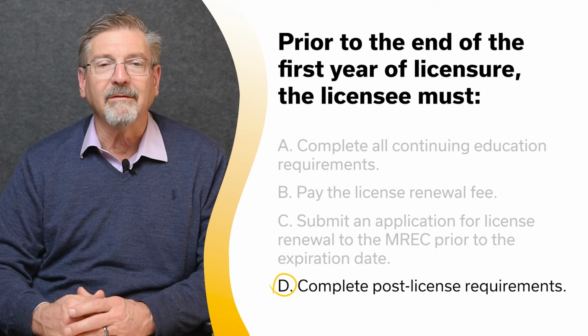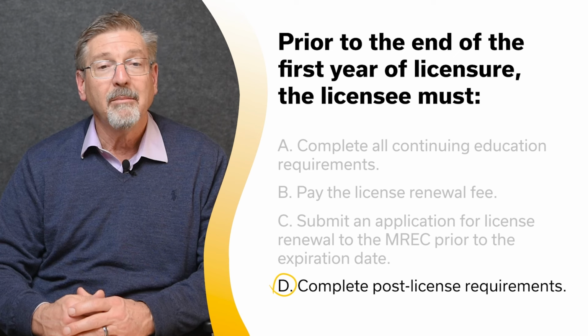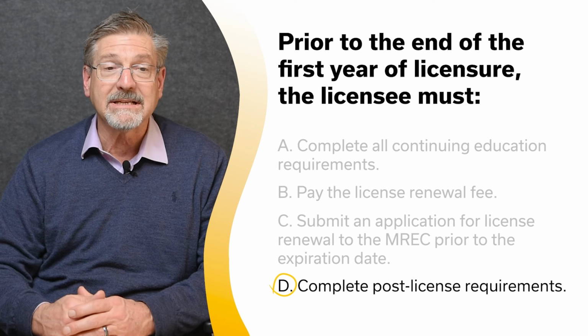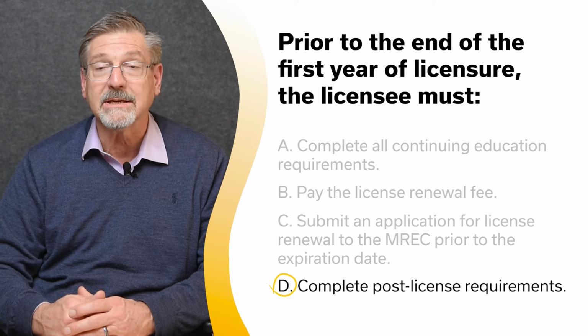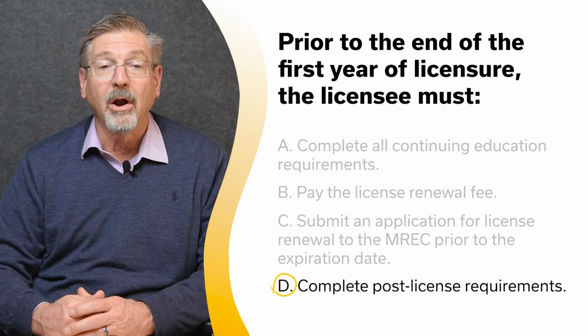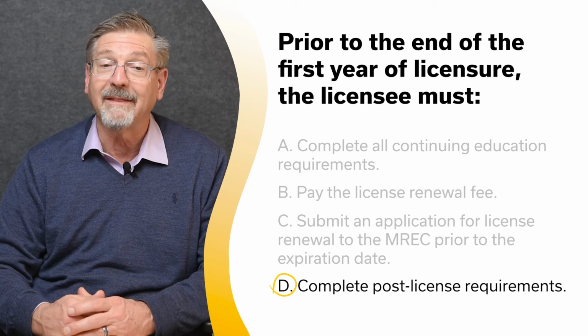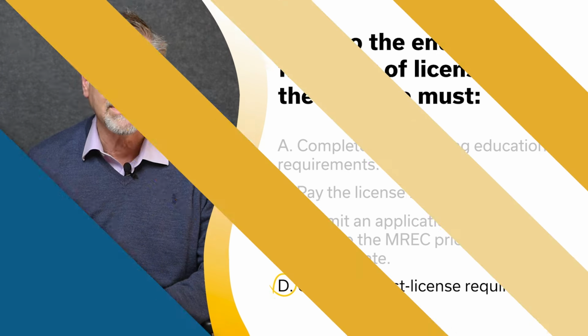For the first year of licensure, a licensee holds a temporary license. By the end of that first year, licensees must have completed the post-license requirements to receive a permanent license. There are no continuing education or renewal requirements at the end of the first year of temporary licensure.